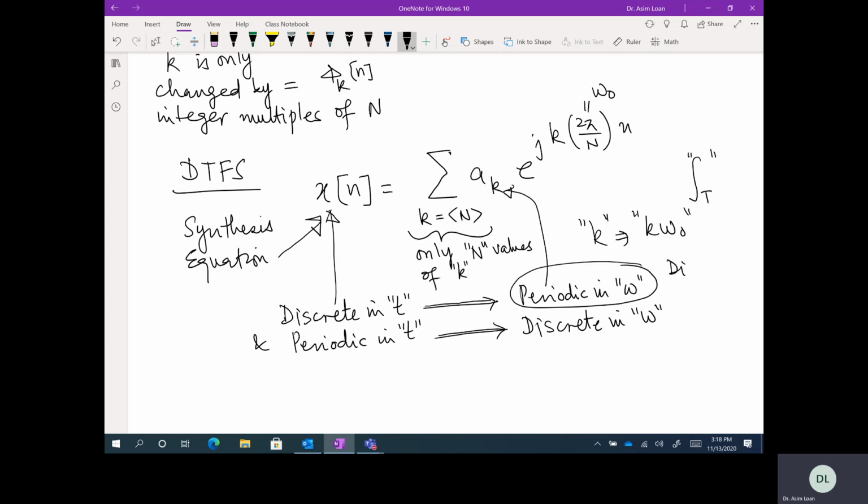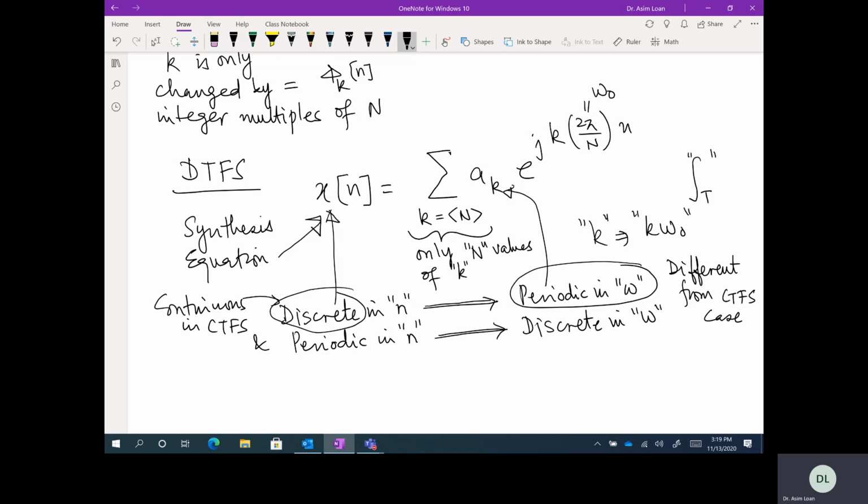So this is different from the continuous time Fourier series case. Why? Because over here, this was continuous in continuous time Fourier series. This is discrete. We should do n, not t: discrete in n, and similarly periodic in n. Okay. Right, so we have to see this one.